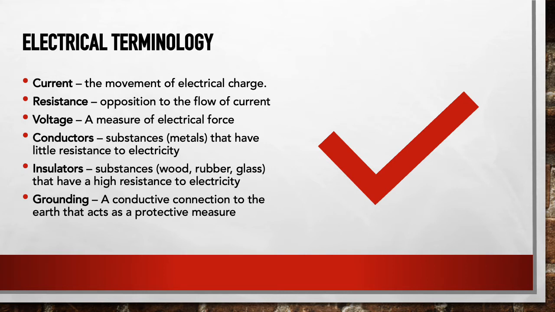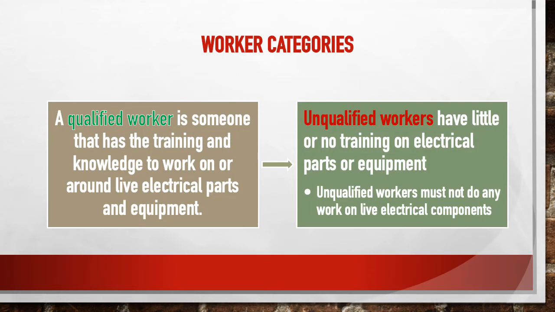And grounding is a protective measure that transfers rogue electricity into the ground rather than sparking at the receptacle or at the tool. So two different types of categories, similar to lockout tagout, a little bit different.